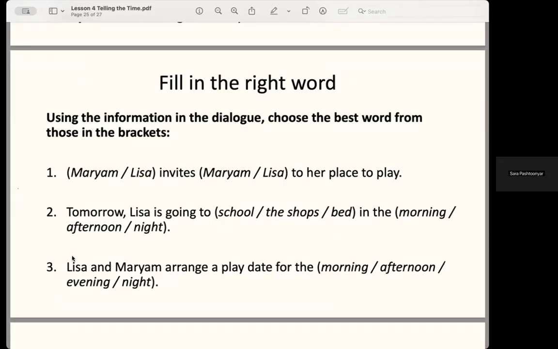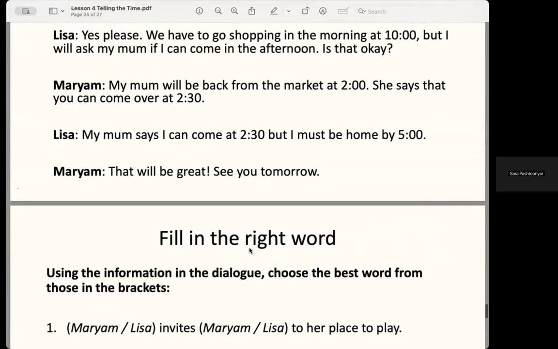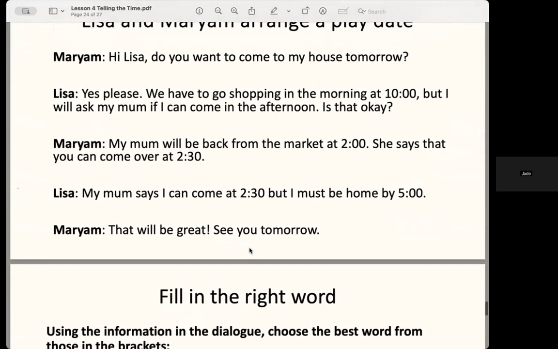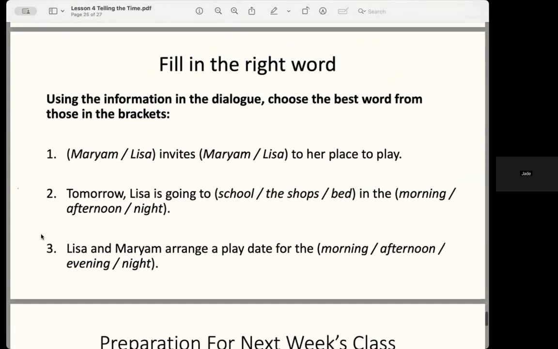Yes, ma'am. Okay, Sarah, can you do number 3? Yes. Lisa and Mariam agreed to a play date for the morning, afternoon, evening, night. Okay, which one? When are they... you need to pick one of these ones in italics. So you choose. Did they arrange it for the morning or the afternoon or the evening or the night? Do you want to go back and look at the slide? Afternoon. Good work. Yeah. So we might try to use this in future.